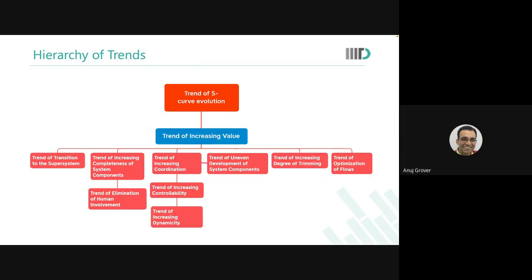And the biggest trend is the trend of S-curve evolution. How many of you have heard about S-curves earlier? S-curves.